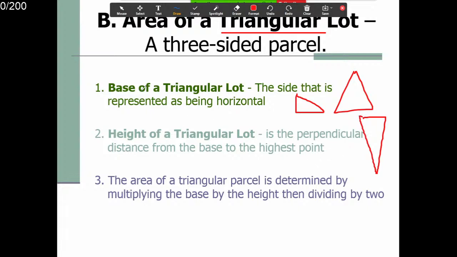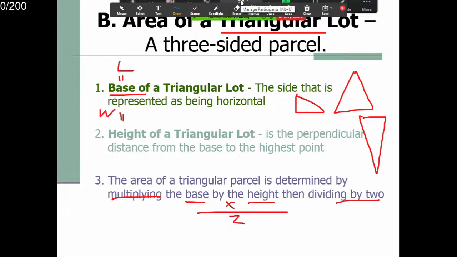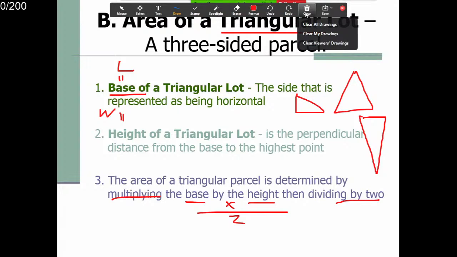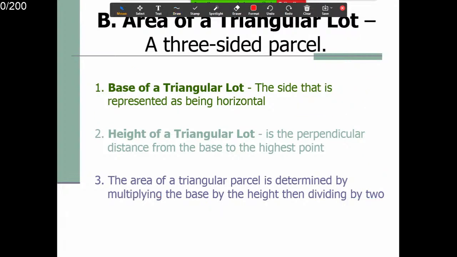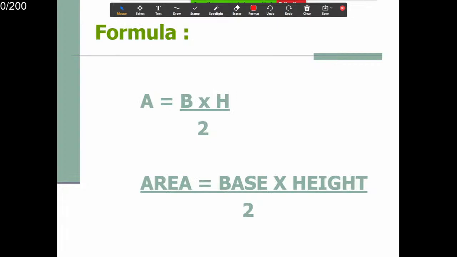The base of the triangular lot is what we call the length. The height of the triangular lot equates to the width; it's the perpendicular distance from the base to the highest point. The area of the triangular parcel is determined by multiplying the base times the height, and then dividing by 2.